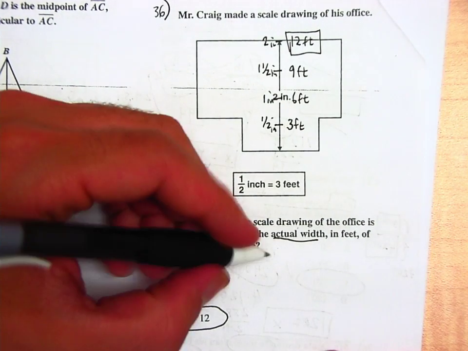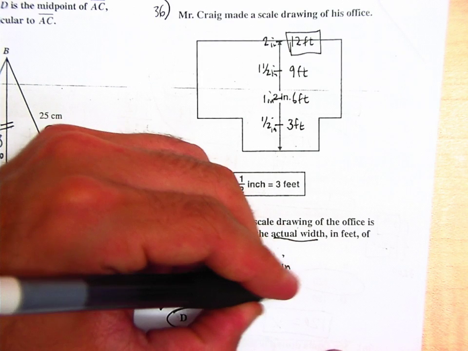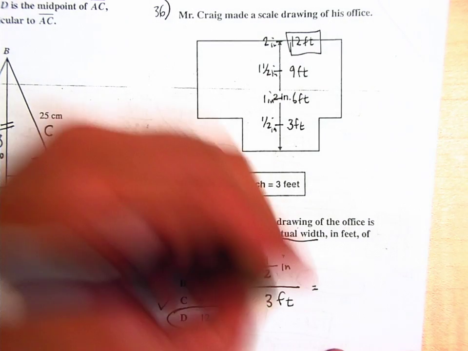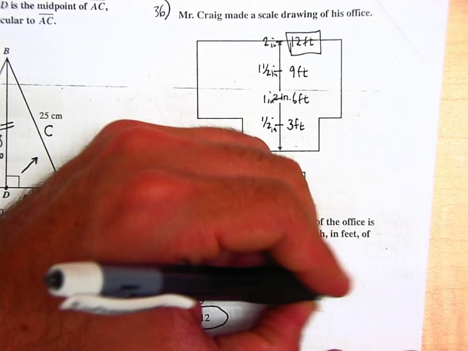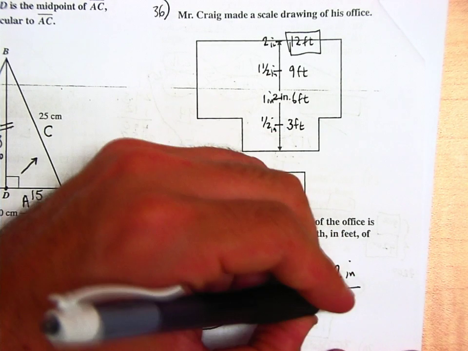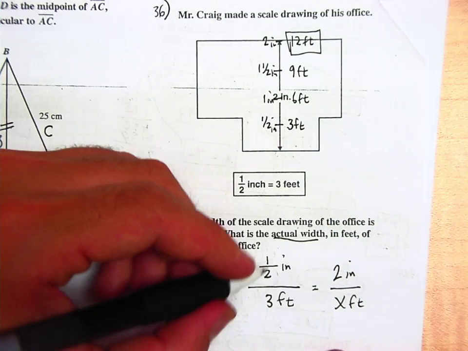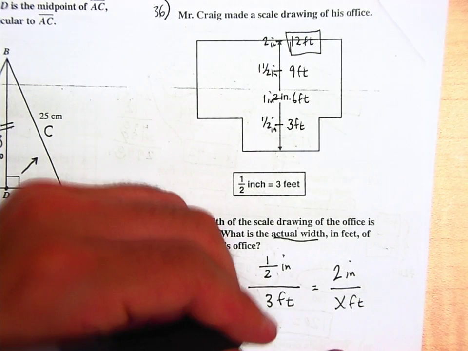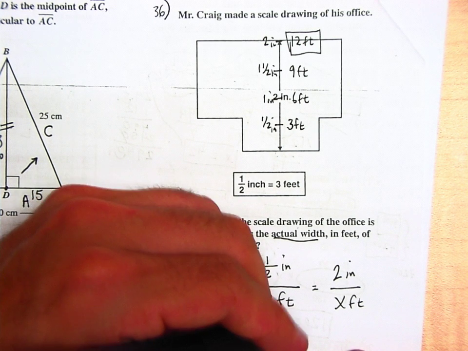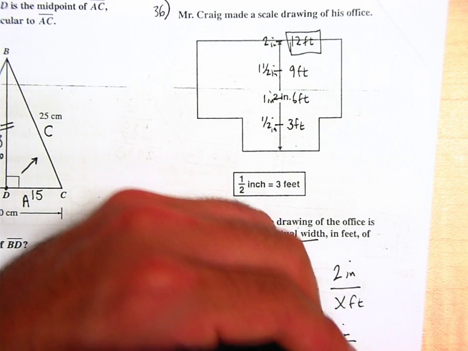To be absolutely certain though, I can also do this with the proportion, and I know that 1/2 of an inch is the same thing as 3 feet, and so I can write a proportion to say that that would be equal to 2 inches, and I want to figure out how many feet that would be. So I can rewrite this as 1/2 is really 0.5 inches over 3 is equal to 2 inches over x.